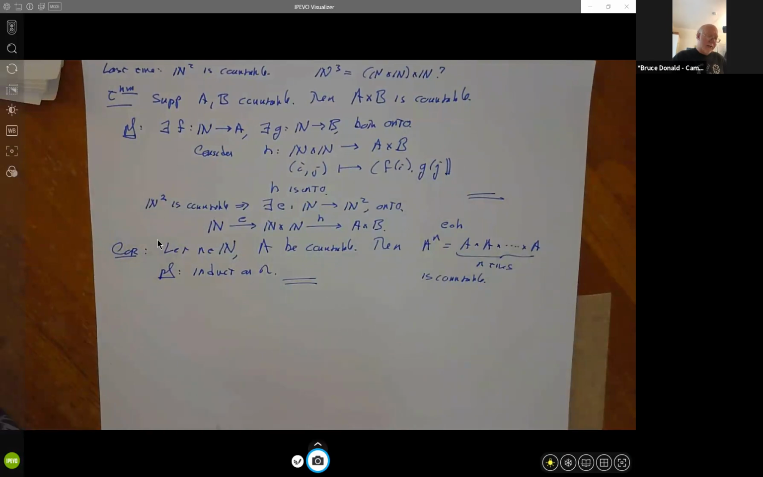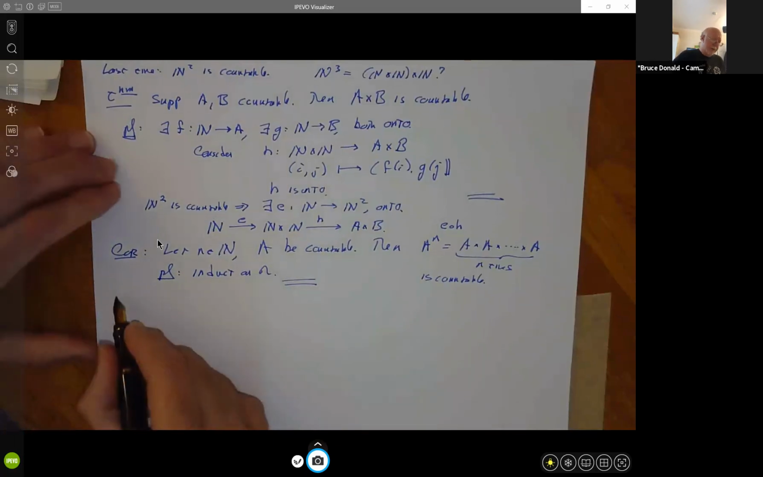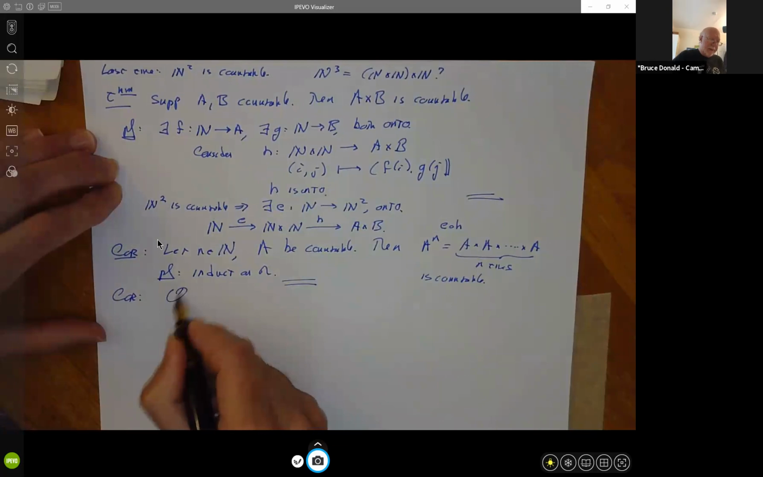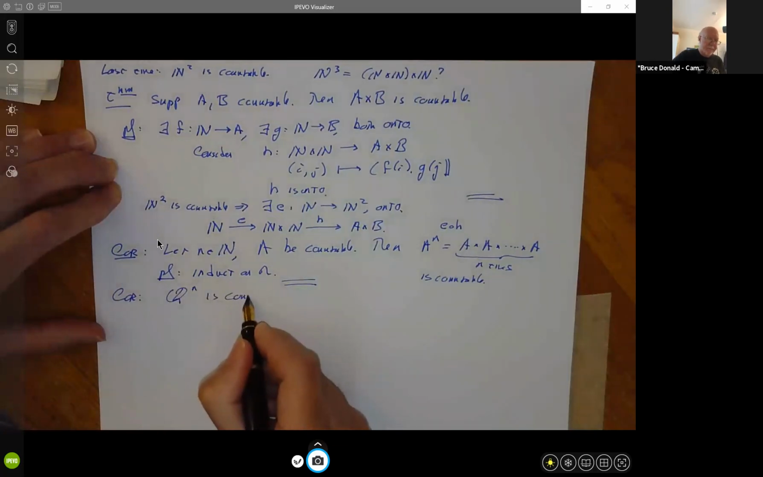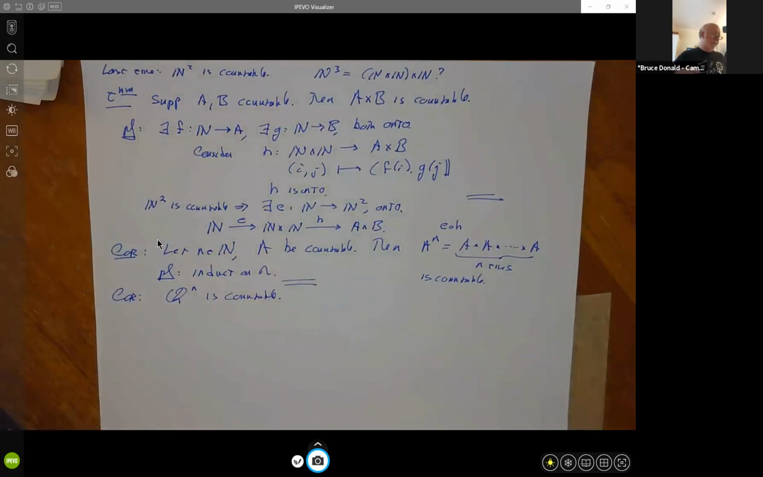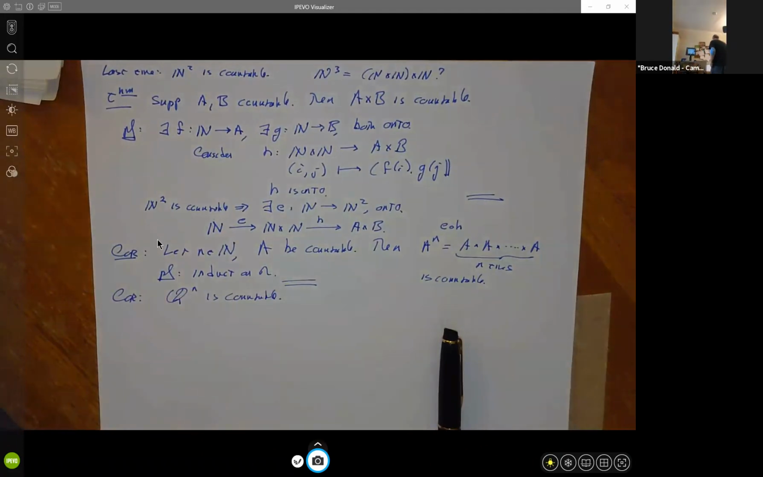Now, one thing that we'll need is a specific application of this theorem for the case where A is the rational numbers. So second corollary, letting A be the rational numbers, is that Q to the n is countable. In other words, you take n copies of the rationals and you product them together. If you do that, you're going to get a countable set. And we need this explicit function just a little bit later.